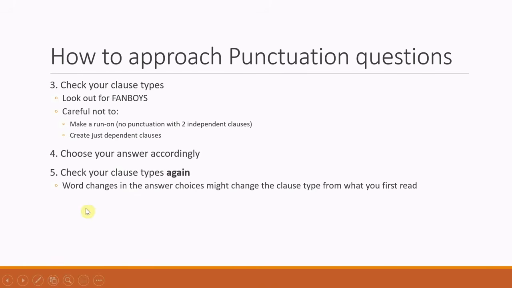So once you have your answer, check the clause type again and just make sure that it didn't change the words and change the clause types from what you thought you just had. And finally, read that whole sentence again one more time with what you think is your answer and just make sure it sounds okay and you didn't miss something silly. And that's it. That's your punctuation question.